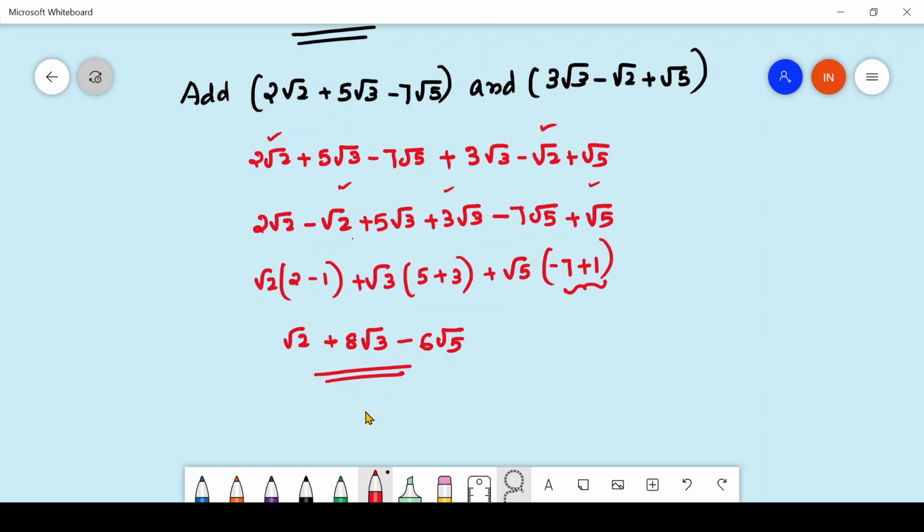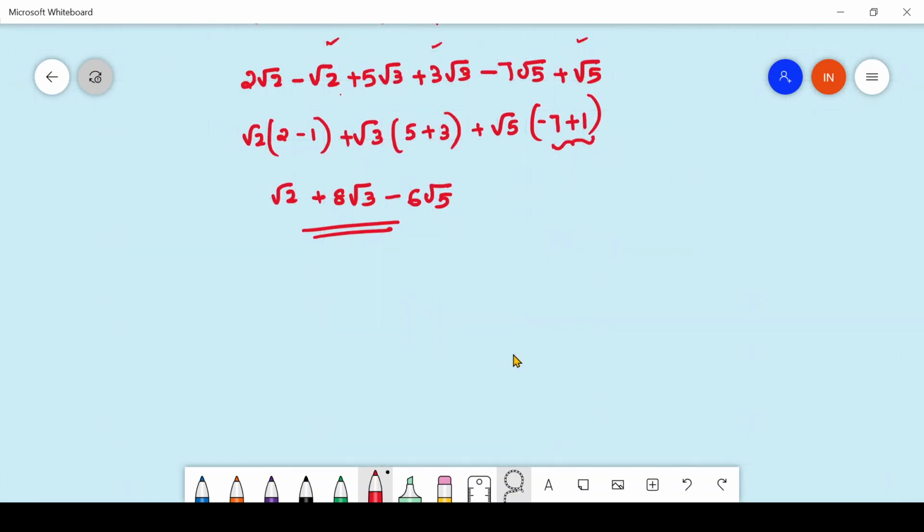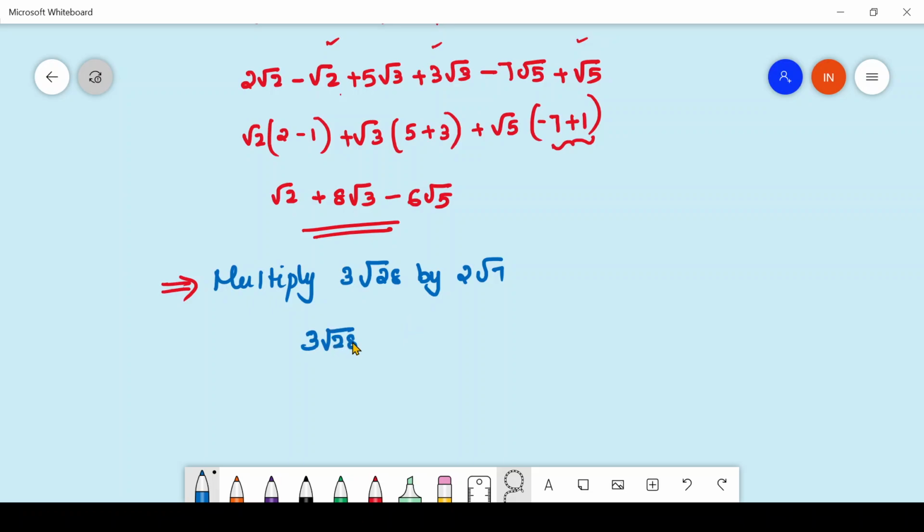Now let's see how we can multiply two real numbers here. So the next is to multiply. Let's see how we can do it. Multiply 3 root 28 by 2 root 7. How can we do the multiplication over here? Let's see. 3 root 28 multiplied with 2 root 7.